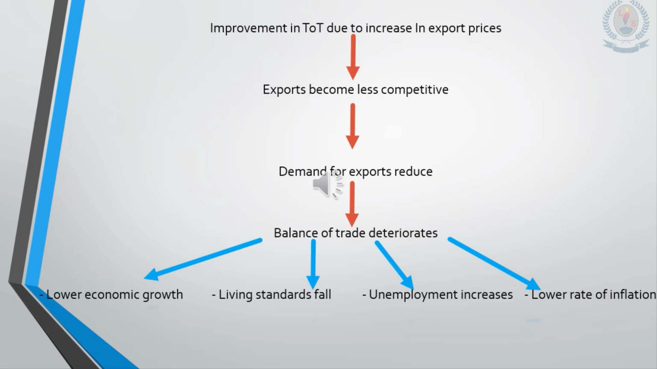We will now investigate a situation where the terms of trade has improved due to an increase in the export prices. What happens when the export prices increase? We know when the prices increase, exports become less competitive in the foreign market, meaning the demand for our exports will reduce in the international market. When the demand for our exports is lower, the balance of trade will deteriorate because the income gained through exports has now reduced. When the balance of trade deteriorates, it leads to lower economic growth, lower GDP.